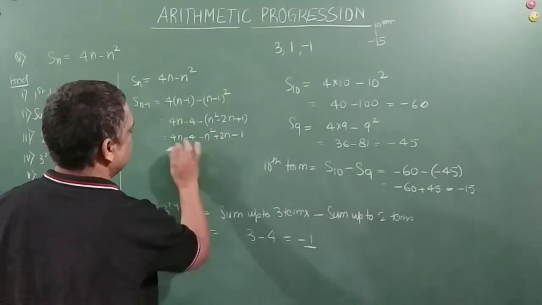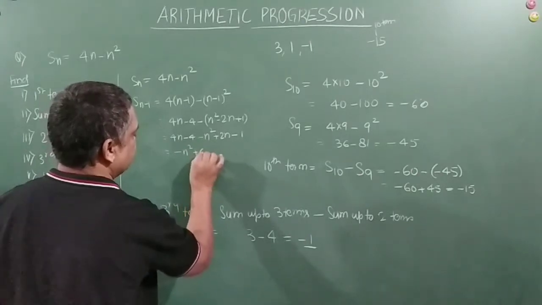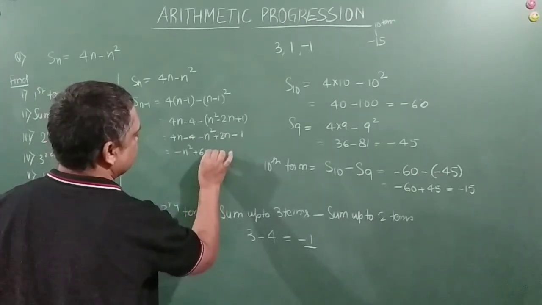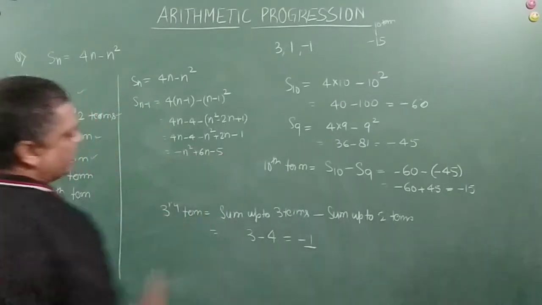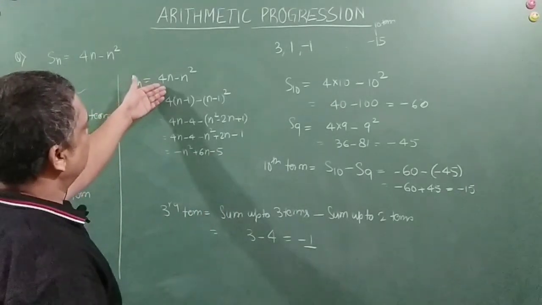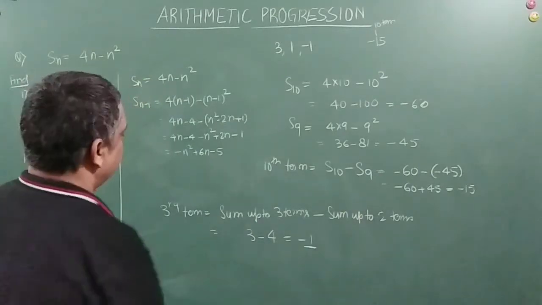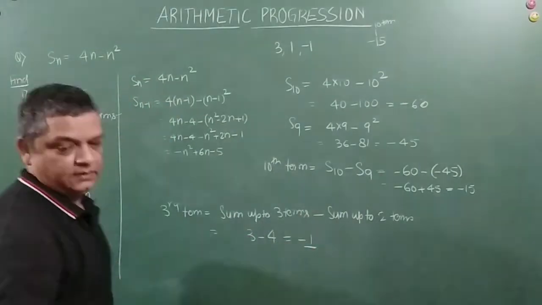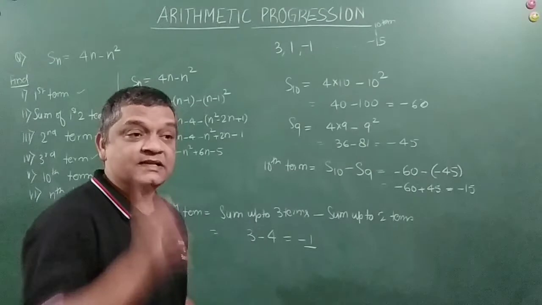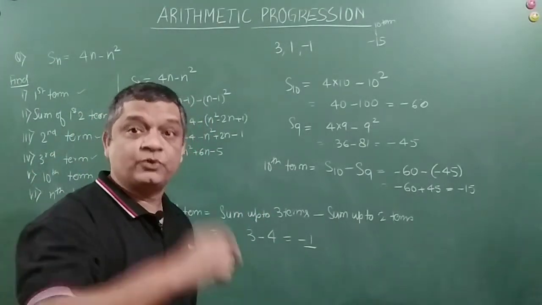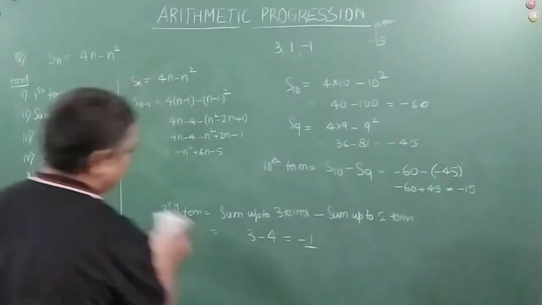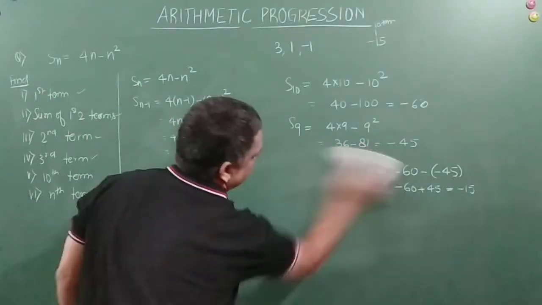Okay, this will be like this only, and this becomes plus 6n, and this becomes minus 5. So this is my sum up to n minus 1 term. We know sum up to n terms. Okay, so right now nth term will be how much? Nth term will be sum up to n terms minus sum up to n minus 1 term. Right. So I'll do that.